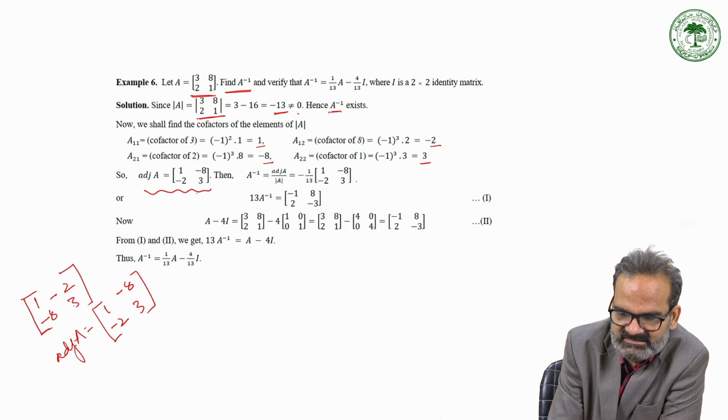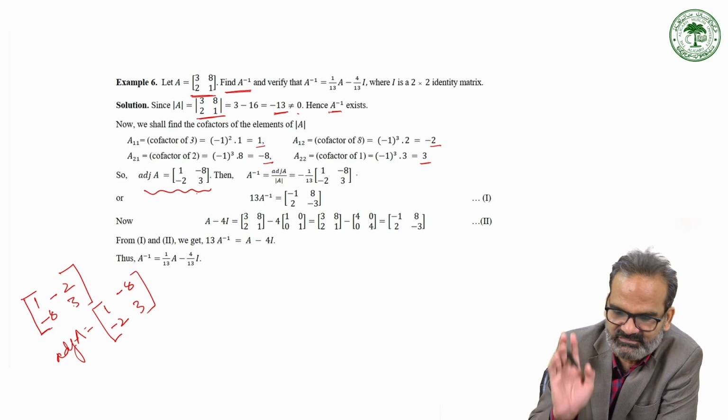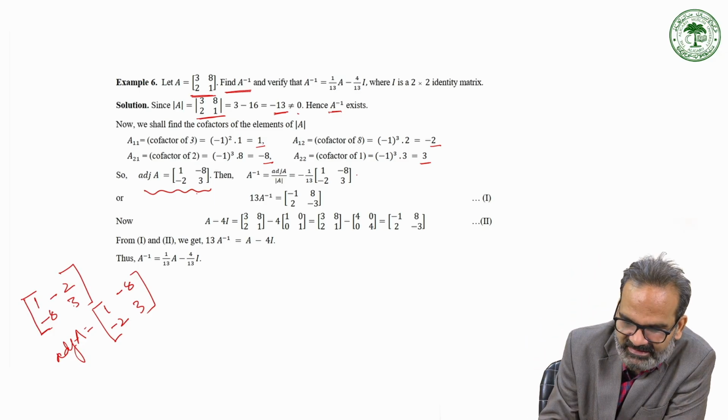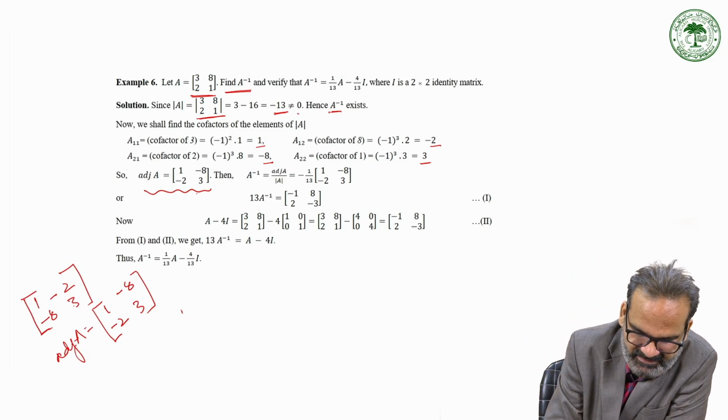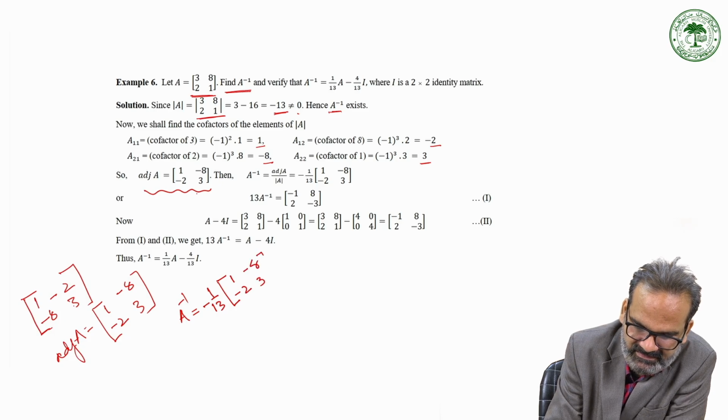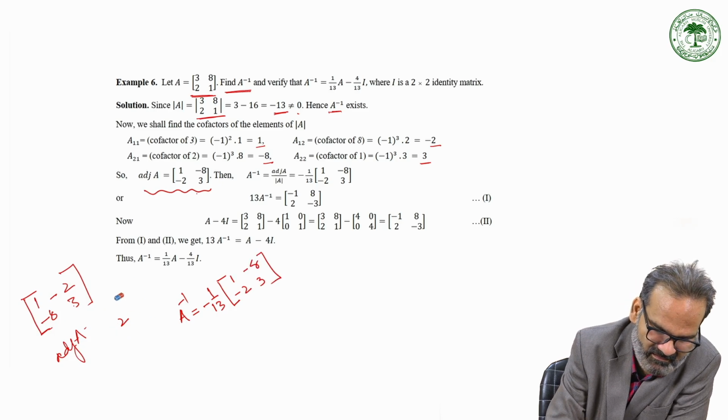Now A inverse is calculated by using this formula. So what is our A inverse? See here, A inverse is coming out to be minus 1 upon 13, and then this matrix 1, minus 2, minus 8 and 3, right? Now let us see the next part.